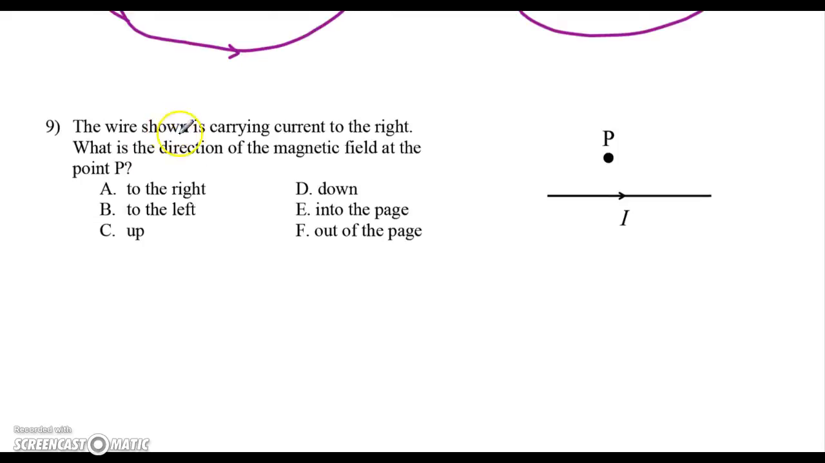Number 9. The wire shown is carrying current to the right. Current, we assume it's positive charge, so we use our right hand, not our left hand. What is the direction of the magnetic field at the point P? So this is hard to do on screen. You put your thumb out like this. Your fingers are pointing up like that. Here's your palm. And then you curl those fingers around toward your palm in 3D.